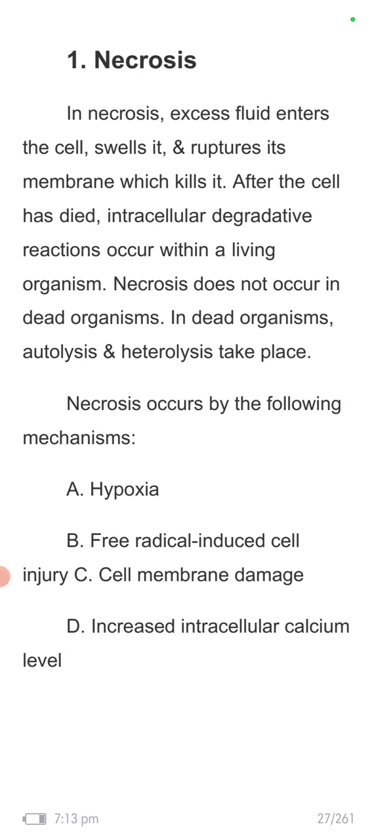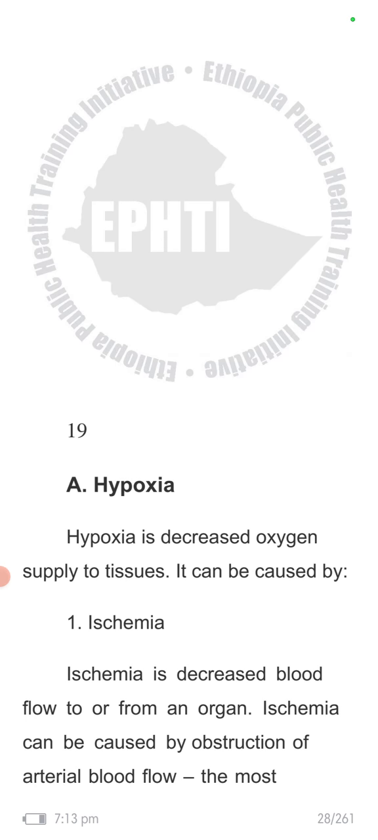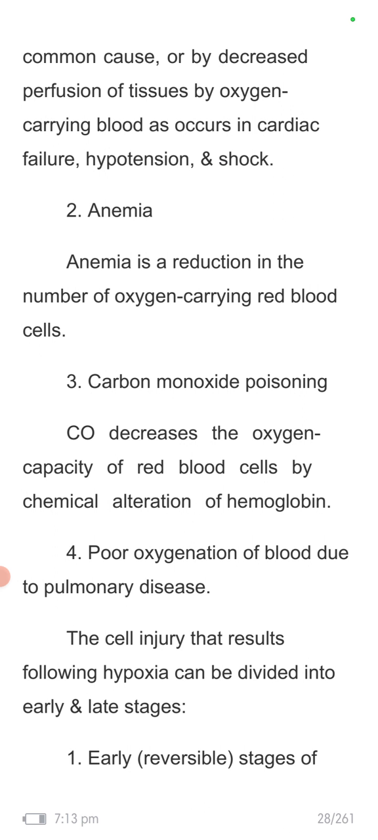Necrosis occurs by the following mechanisms: hypoxia, free radical induced cell injury, cell membrane damage, increased intracellular calcium level. Hypoxia. This is a decreased oxygen supply to tissues. It can be caused by ischemia. This is decreased blood flow to or from an organ. Ischemia can be caused by obstruction of the arterial blood flow. The most common cause is decreased perfusion of a tissue by oxygen carrying blood, as occurs in cardiac failure, hypertension and shock.